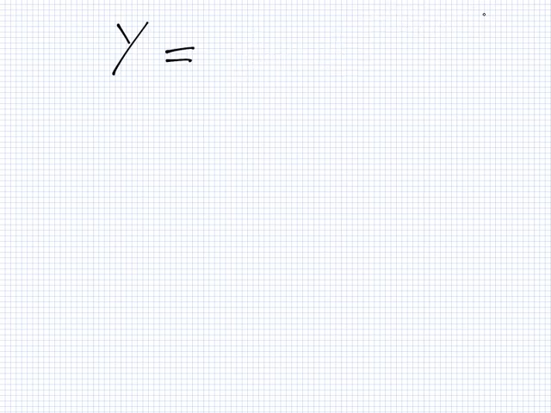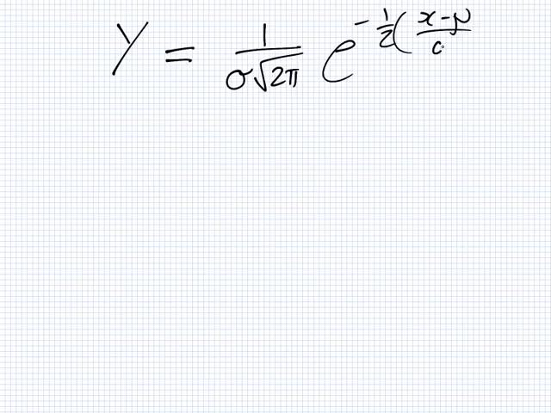Okay, hang on. What is the formula? 1 over sigma square root 2 pi e to the minus a half x minus mu over sigma squared. Choose whatever sigma. Give me a number 1, 2, or 3. So sigma's 4. Give me a number 1, 2, or 3. Okay, I'll use 11. Mu equals 11.